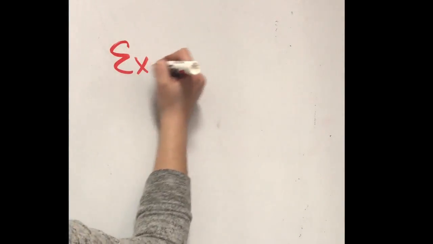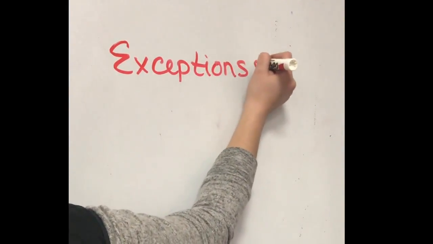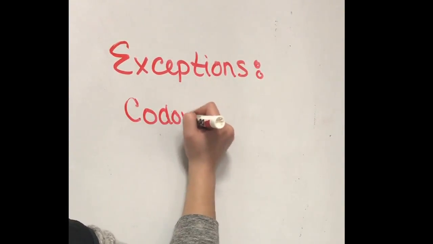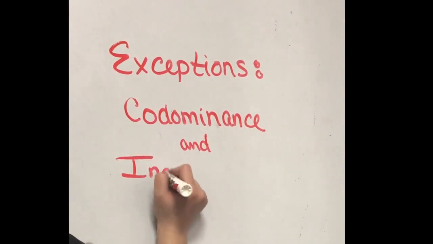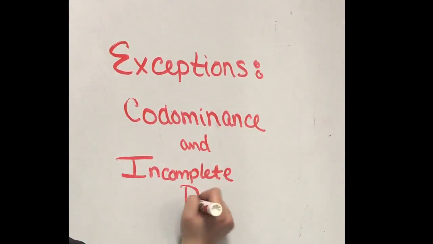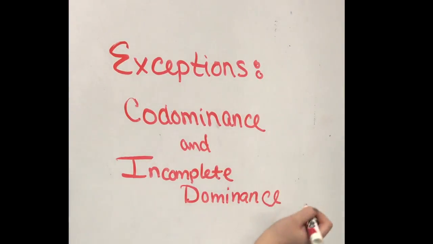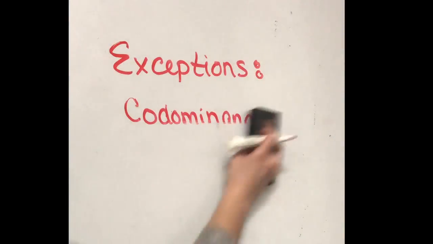While these modes of inheritance seem straightforward, there are exceptions. First one, codominance, occurs when both alleles are visible in the phenotype. And the second one, incomplete dominance, occurs when the phenotype of the heterozygotes is distinct from the homozygous phenotypes. But explanation of these two concepts calls for another video.